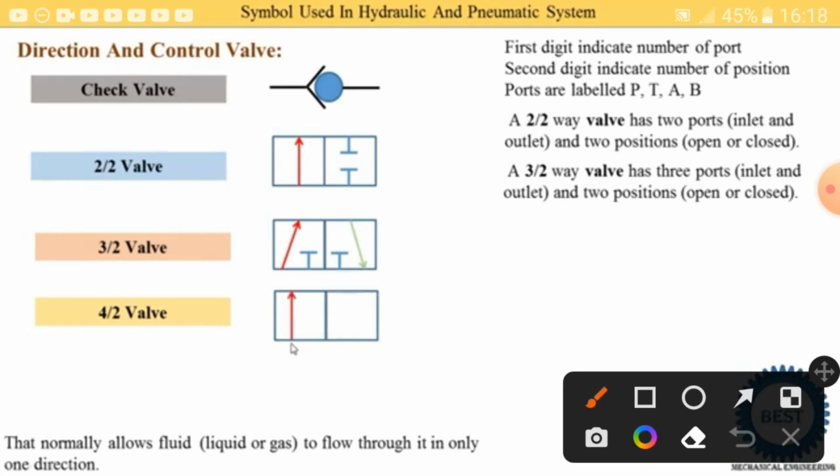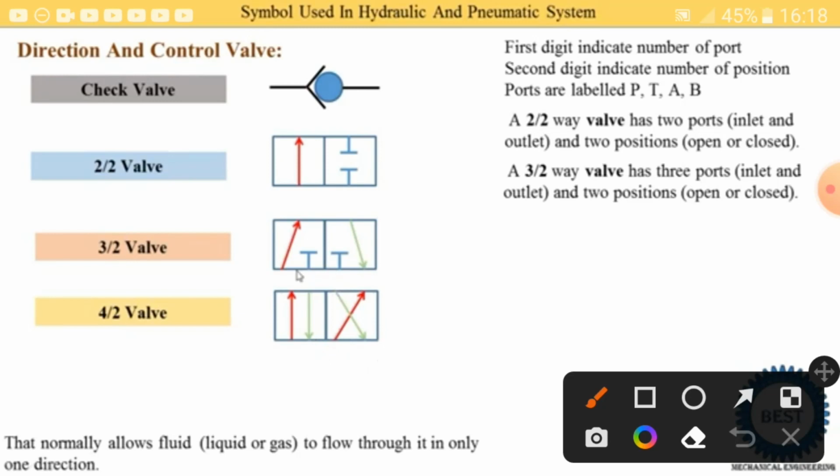Now here the oil enters from the P port and is supplied to the A port. And from the B port the oil is supplied to the T port, meaning from this T port the oil goes back to the reservoir. In the second position the oil is supplied from the P port to the B port, and the oil returns from the A port to the T port.